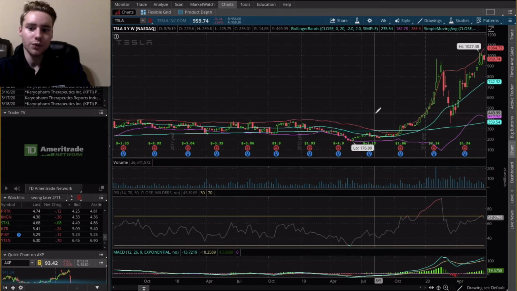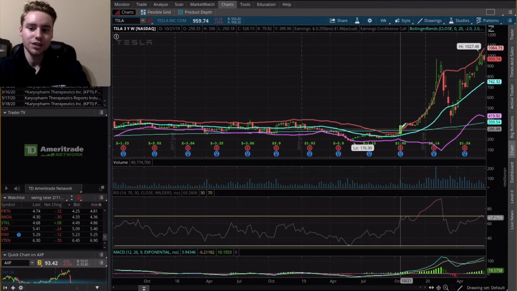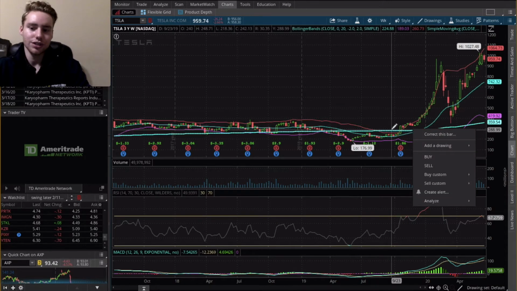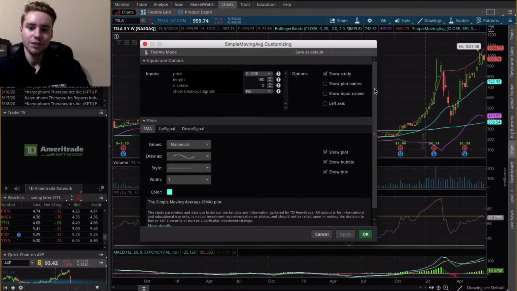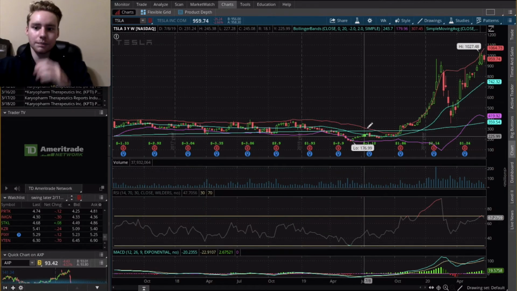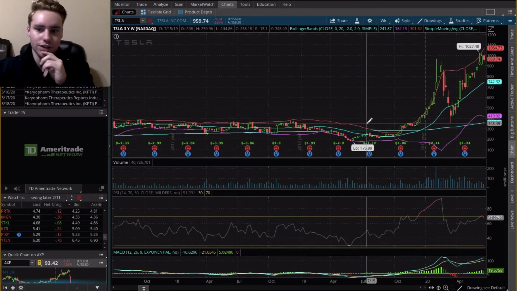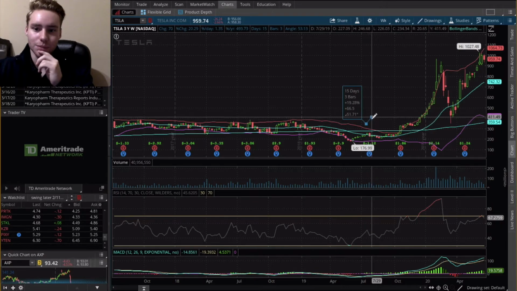But then we see this jump, then we see this consolidation. But after this is when it really gets interesting. After this consolidation, we see another jump in price.